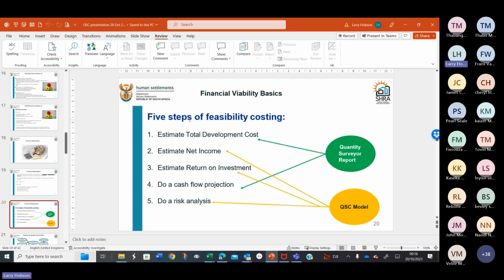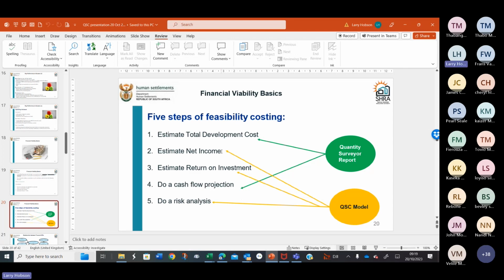There are a few components to this. Five steps of feasibility costing. First step, estimate total development cost. For that we can get help from a quantity surveyor. They will probably also give us a cash flow projection, so you'll get a schedule of that. Quantity surveyors are very good at adding up numbers. That's what they do. Then we would estimate the net income.